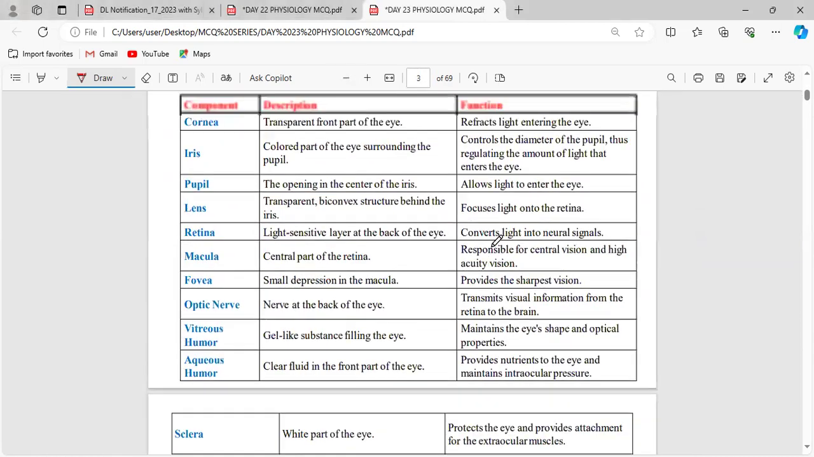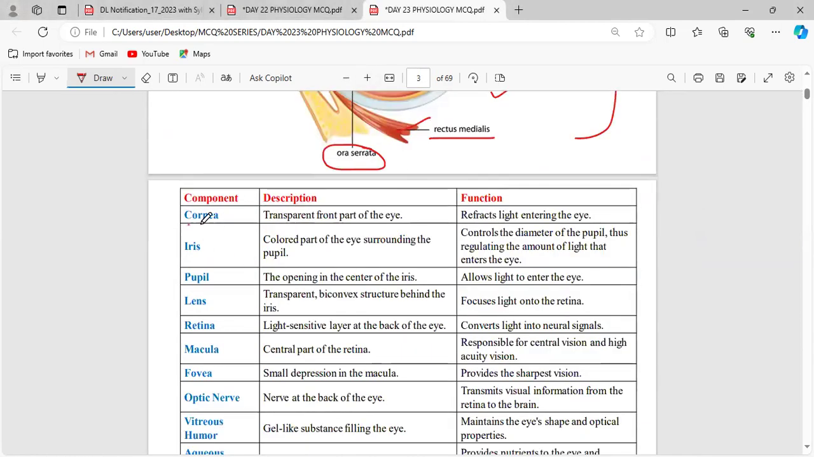Now let's discuss in a little more detail. What is the cornea? The cornea is the transparent front part of the eye. And what is the function of the cornea? It refracts the light entering the eye. It is the one refracting.